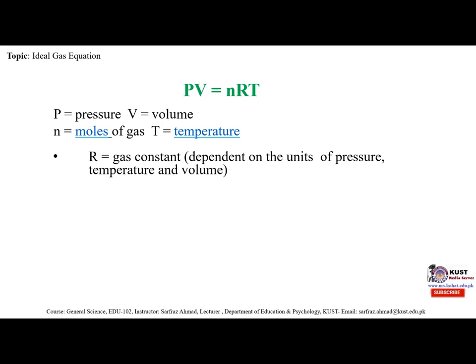Capital R is the gas constant, dependent on the units of pressure, temperature and volume, where this constant R is equal to 8.314 joule per Kelvin per mole.